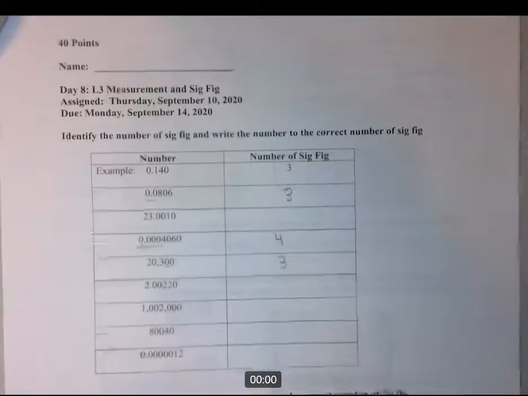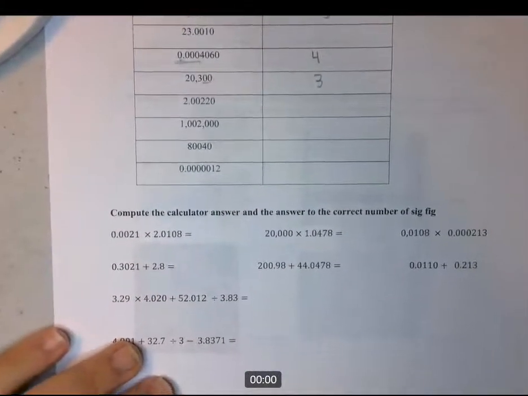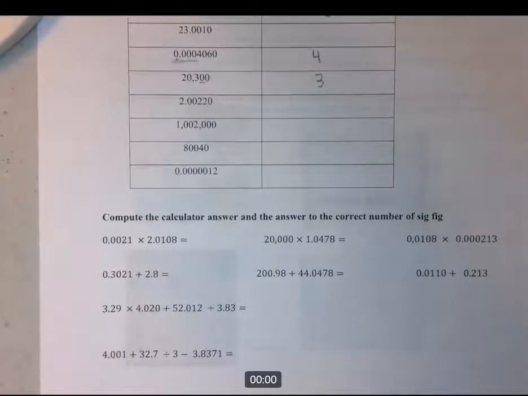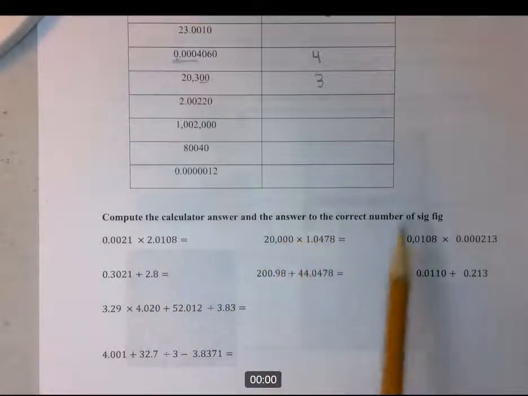All right, let's do some calculations down here. Compute the calculator answer. So go ahead and use a calculator on this. That's the idea. And then give the answer to the correct number of significant figures. So just go ahead on your calculator and do the first one, 0.0021 times 2.0108.